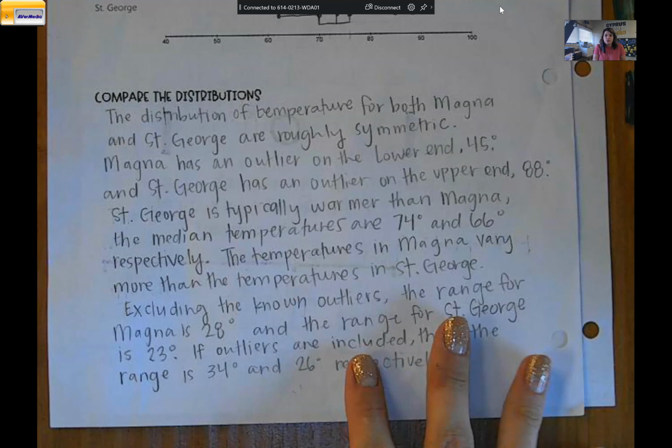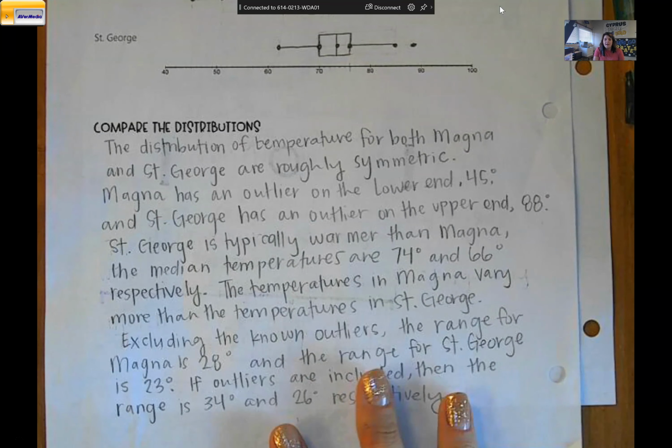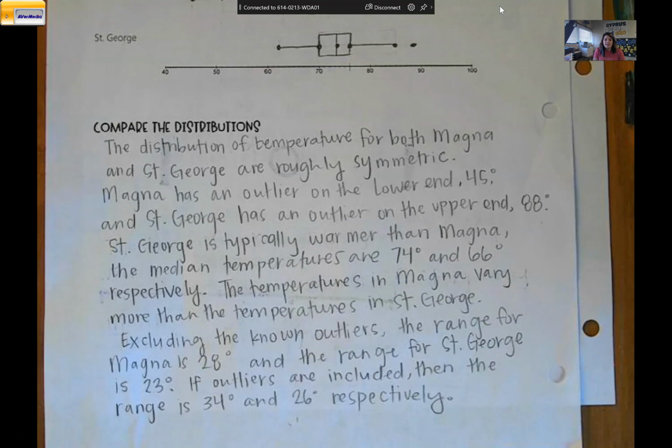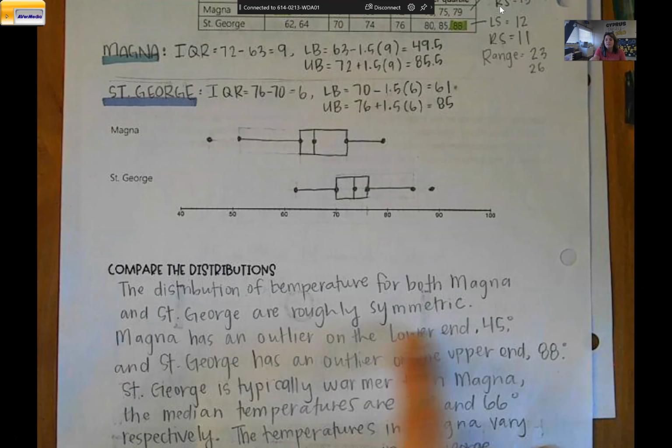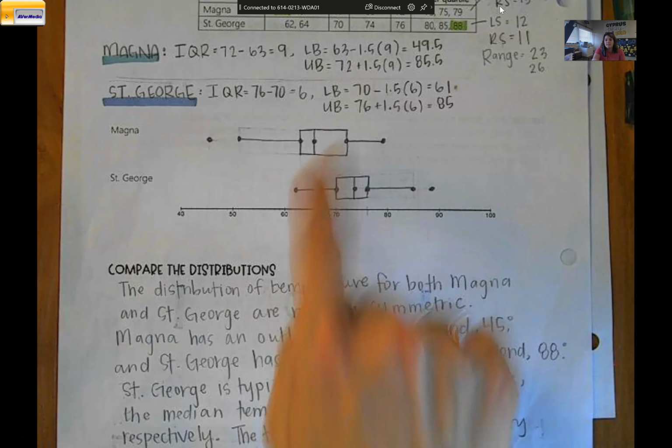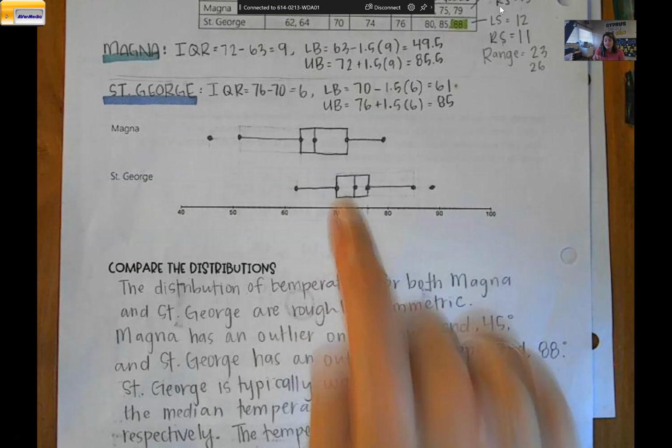So the distribution of temperature for both Magna and St. George are roughly symmetric. Magna has an outlier on the lower end, 45 degrees, and St. George has an outlier on the upper end, 88 degrees, which makes sense because we all know St. George is very warm, and out here in the valley it tends to get a little bit colder. Notice that I'm not saying roughly symmetric and unimodal, because I don't know if it's unimodal. All I know is that it's symmetric. These could be bimodal for all I know.